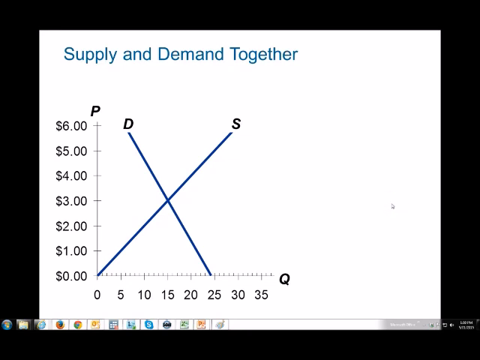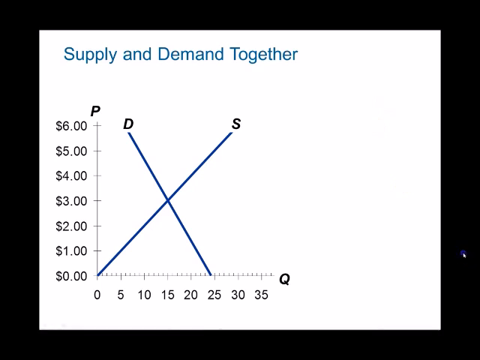Hello class. So today, after we learned about demand and supply, we're going to put the demand and supply curves together. The demand curve is that of the latte, and the supply curve is that of latte too. So we're going to see what happens to the market when you put demand and supply together.